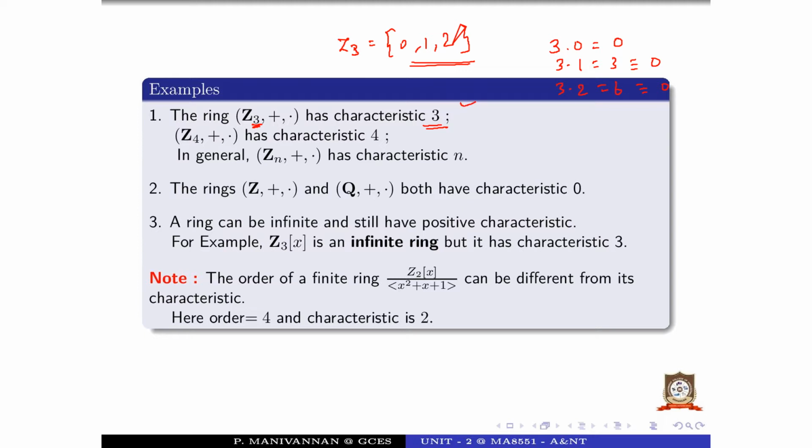In a similar way, (Z4, +, ·) has characteristic 4, and in general, (Zn, +, ·) has characteristic n.